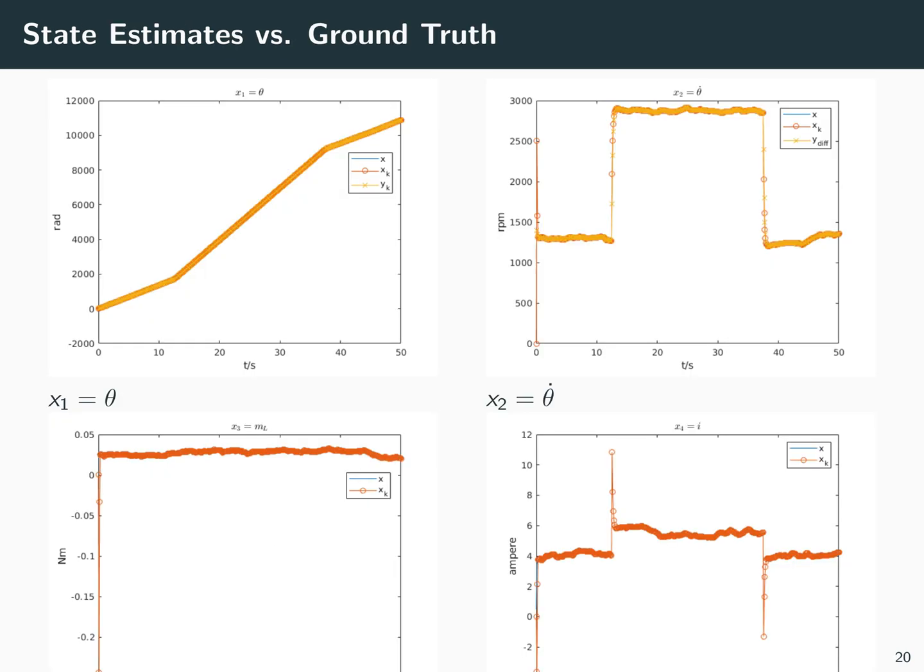In this slide, we compare the estimated states to the ground truth obtained from the simulation. The first state, theta, the angular position, is shown alongside its measurement. The second state, theta dot, representing angular velocity, is compared with an approximate derivative of the measurements. Additionally, we display the estimates for the load torque and armature current. Overall, the estimates closely follow the true values, demonstrating the effectiveness of the Kalman filter in state estimation.